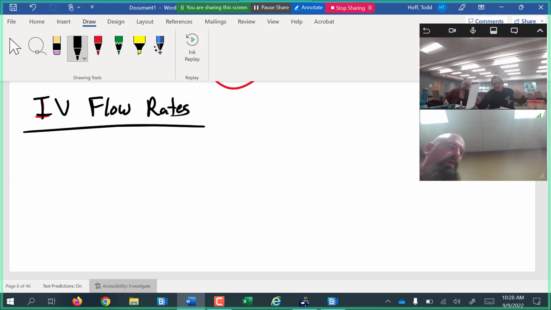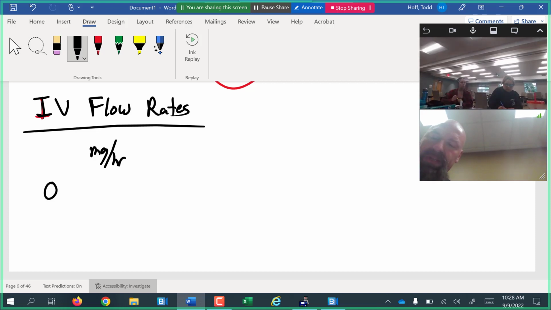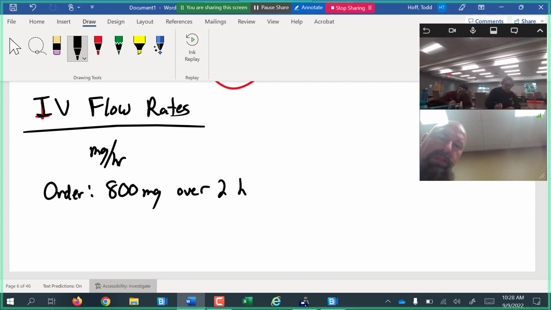So IV flow rates, there are a few different ways that flow rates can be expressed. Actually, 4 of them that I'll go over. We could have milligrams per hour, which is typically what the doctor's order is going to say. So you might have a doctor's order for 800 milligrams over 2 hours. Well, what that comes out to be is simply 800 milligrams over 2 hours as a rate.